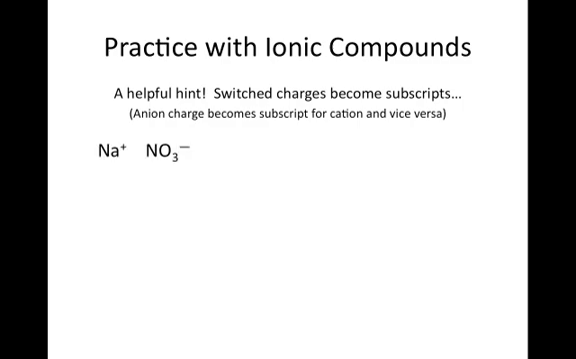Let's practice with some polyatomic ions. The idea is the same. We need to switch the charges and make them the subscripts. But we must remember that the polyatomic ions must stay together as a group. So the anion charge, which is minus 1, because NO3 is the anion, becomes the subscript for the Na. The cation charge, which is plus 1, becomes the subscript for the anion, which is NO3.